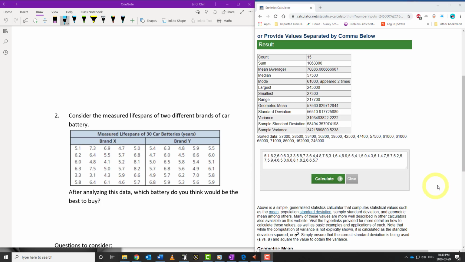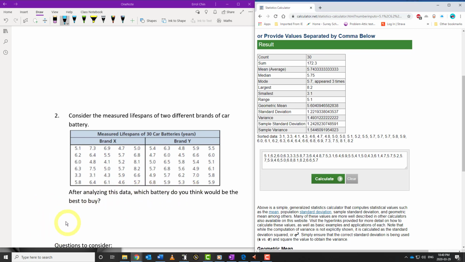So back to the website, I've typed in all the values. 1, 2, 3, 4, 5, 6, 1, 2, 3, 4. So I should have 30. So I'm going to hit calculate, and lo and behold, I do have 30. So I'm confident that I typed everything in properly. So it says you're analyzing the data. Which battery do you think would be the best buy?